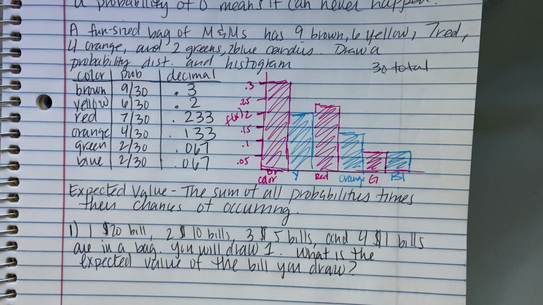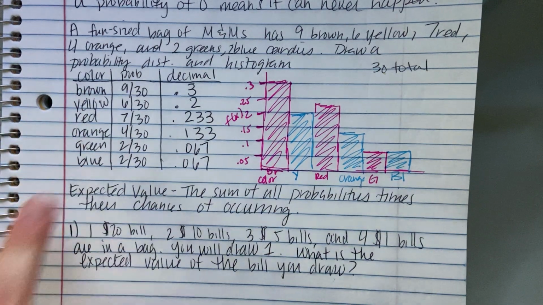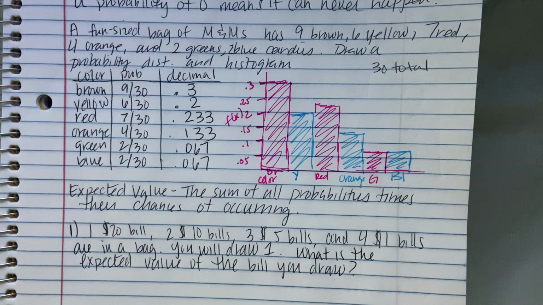Now the other part of this chapter is expected value, and it kind of piggybacks off the probability distribution. It's the sum of all values times their chance of occurring. So this usually requires that, instead of just colors, there's a number value attached to the thing that you're drawing. So for example, if I told you that a brown M&M was worth 5 points, that would be a number attached to it, and then you could calculate your expected point value.